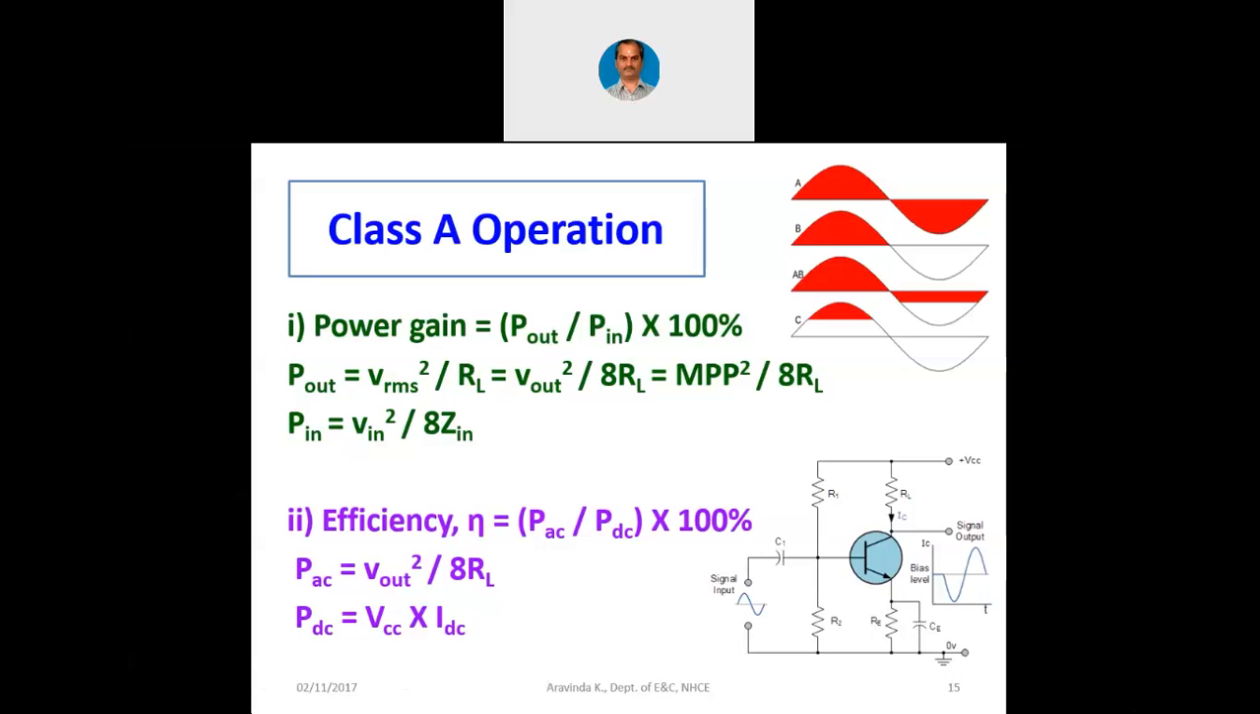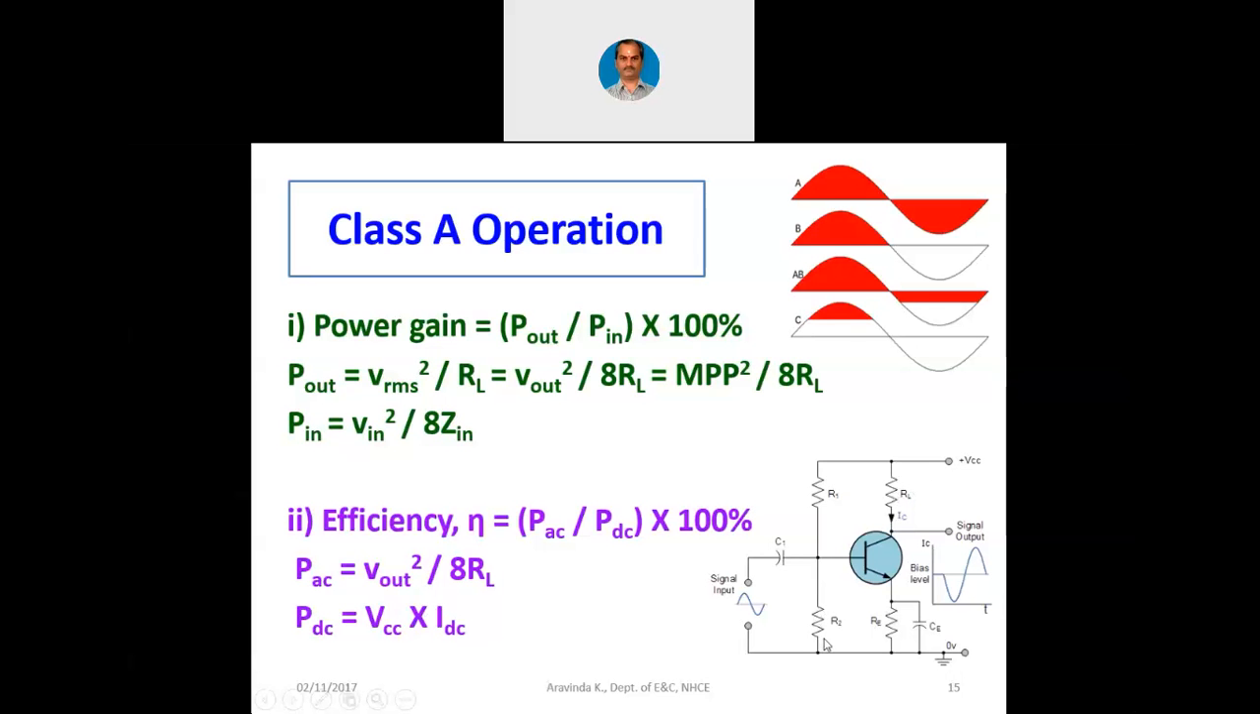PAC is what? V out square divided by 8 RL. That is nothing but the output power. We need not worry about the input power now. But the DC power is what? DC power is VCC into IDC, as I mentioned earlier. Even in the absence of the signal also, the amplifier is going to draw power.